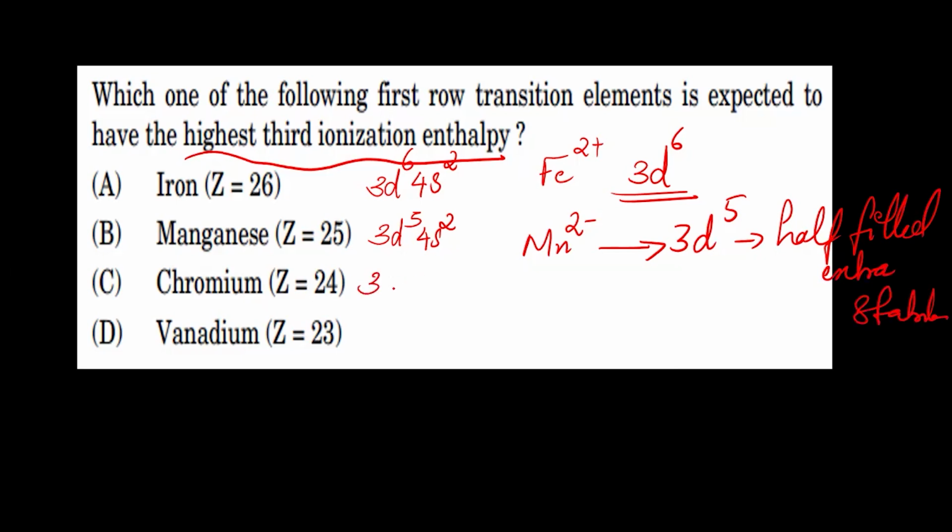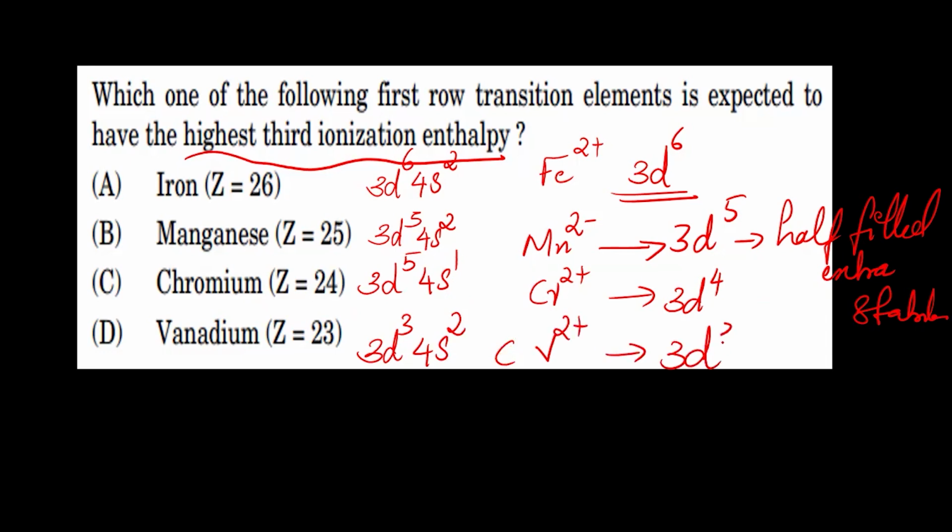Then chromium 24, its configuration is 3d5 4s1, an exceptional case. And if it is Cr2+, it is 3d4. Then vanadium 3d3 4s2. Vanadium 2+ means 3d3. So when you write this, it is crystal clear that manganese has the highest third ionization enthalpy, because in order to remove another electron and make it Mn3+, you have to apply high energy because it is already in the stable, half filled state. So this is the answer to the first question.